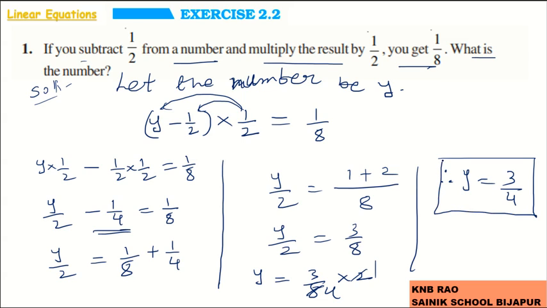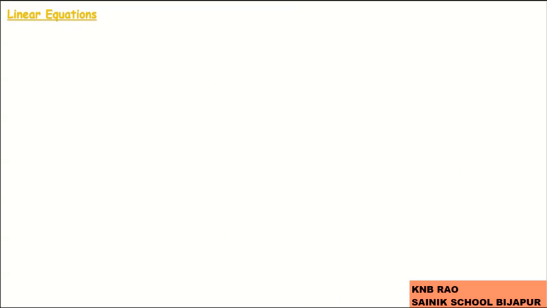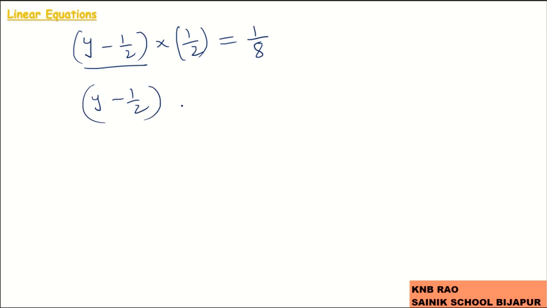So, what is that number we found? This is one method we can do. There is another method of solving the same equation. Another method is y minus half into half equals 1/8. Here, this half is a multiplicand of this y minus half. This half, if it comes this side, transposed, it becomes the reciprocal. Reciprocal of half is 2/1.